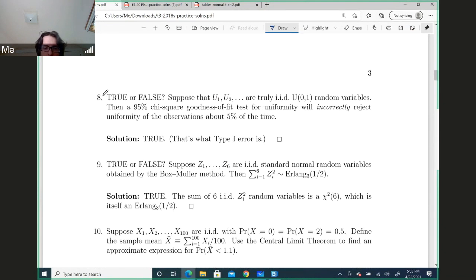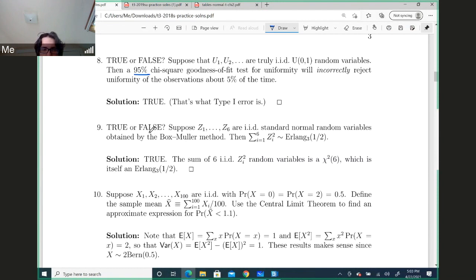Cool. Question number 8. Suppose that we have some uniform random variables and we have a chi-squared goodness of fit test, and they're saying that a 95% chi-squared goodness of fit test will incorrectly reject uniformity of the observations about 5% of the time. And of course that's true. That's just the definition of saying 95%.